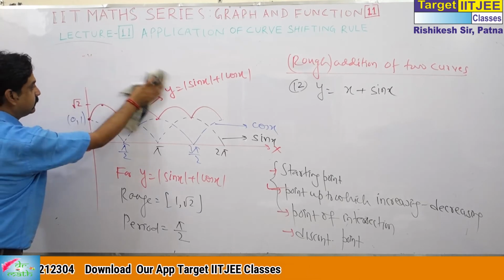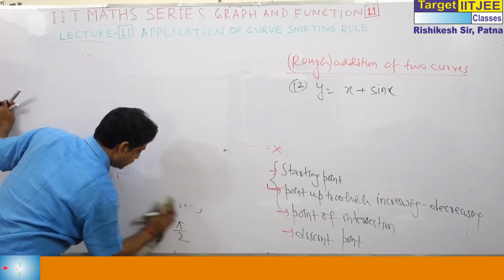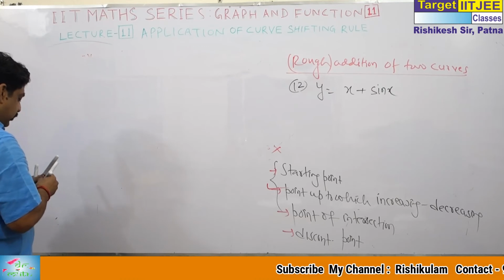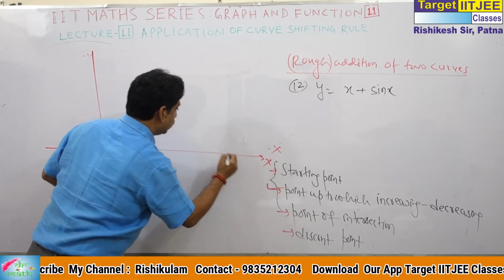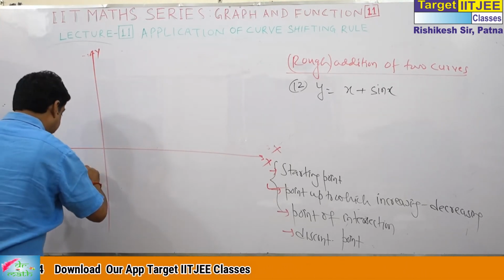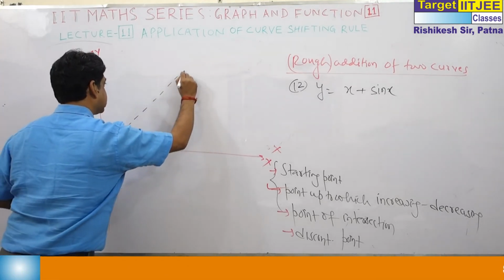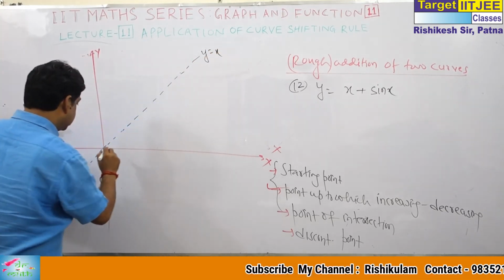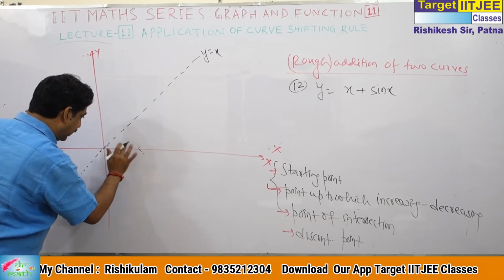Okay, here is this one. y is equal to sin x. Now, what is y is equal to x, y is equal to sin x? We do like this. This is actually your y is equal to x. You know this? y is equal to x. And y is equal to sin x will be like this. Be careful about this while drawing the graph.